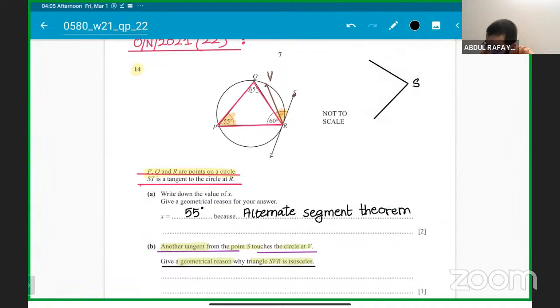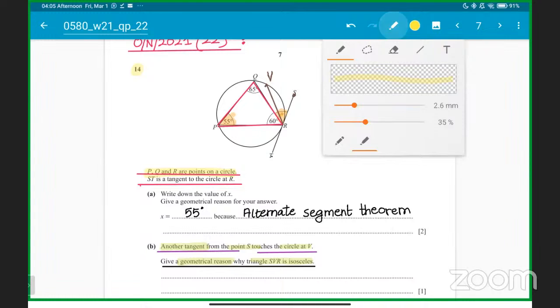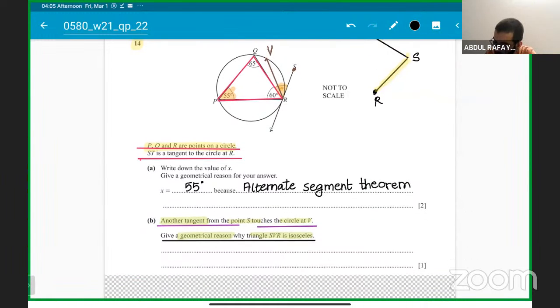Getting it, guys? This is S, this is R, and V will be somewhat like this. So you need to understand that these two measurements will be the same, because tangents from the circle are always equal. Clear? Following? So follow carefully, that is what you have to write.